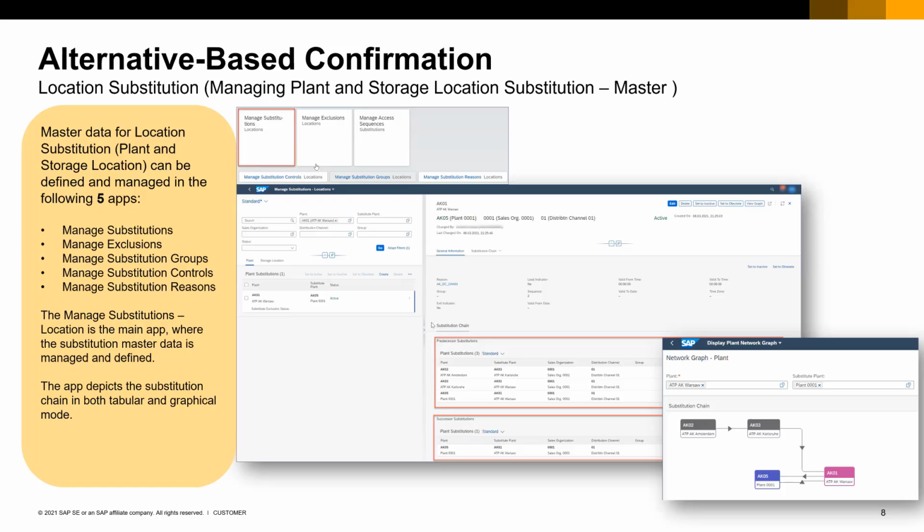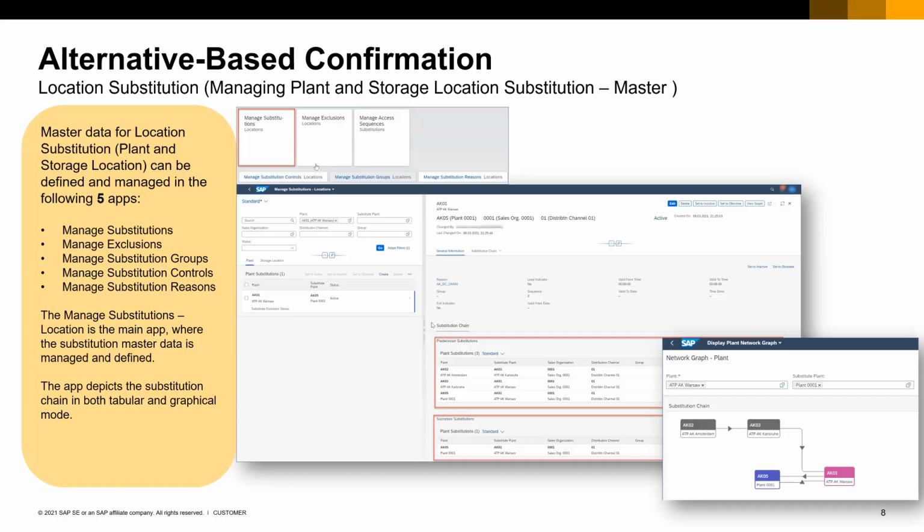Furthermore, we have now set the plant substitution also on the new master data, where you can maintain substitution chains, but also, as you can see here, we allow the maintenance of substitution exclusions out of these chains. To have it more requirement specific, we can also find substitution controls and groups which can be attached to a certain substitution A by B.